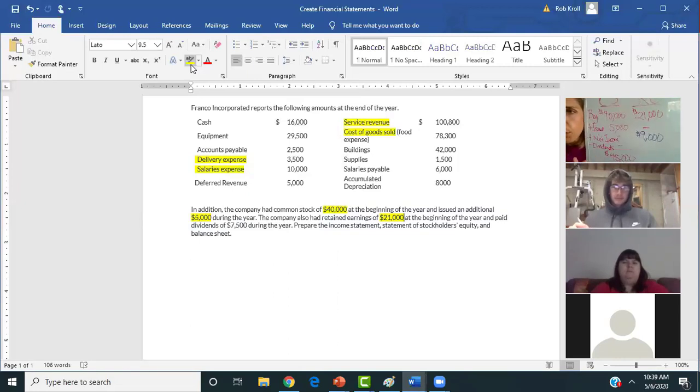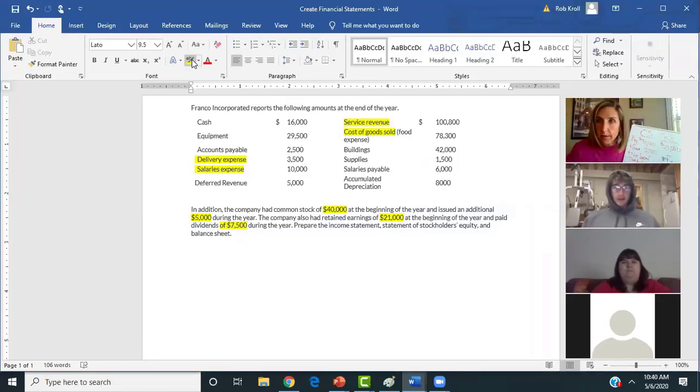I already wiped my board off, but I used the purple marker, remember? And it was 9,000. And then it says one more thing in the problem, that you have a $7,500 dividend down there. So we're going to subtract that 7,500. So what does that look like? 22.5, I believe, for that one. Yes. Okay, great. Thank you. Okay, so we're done with the second financial statement.